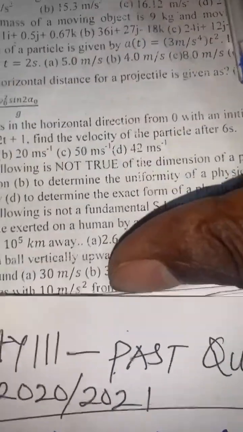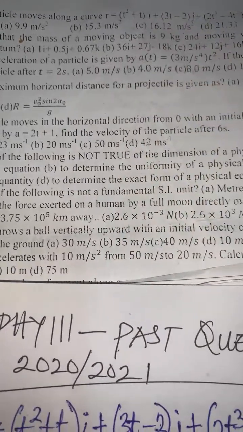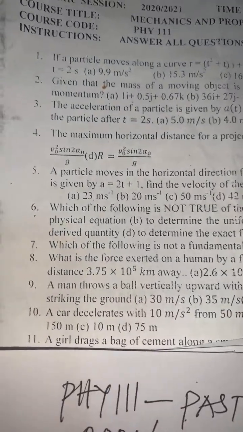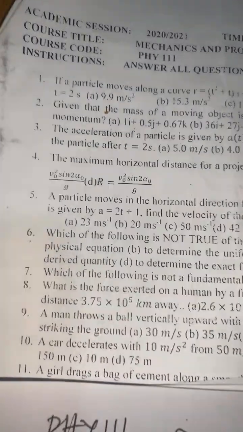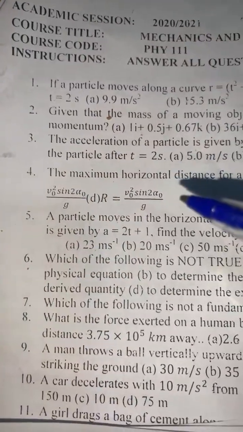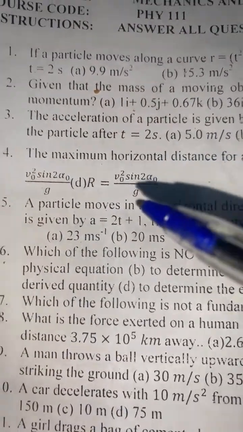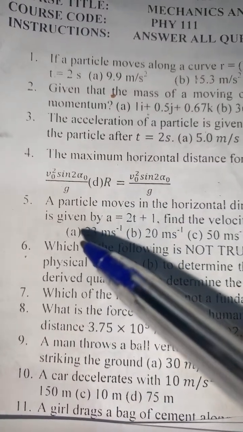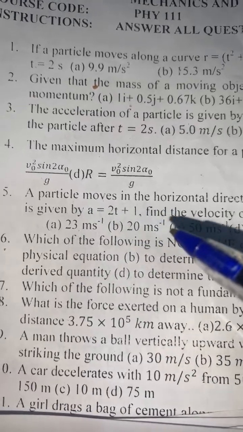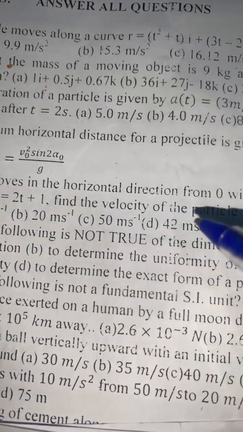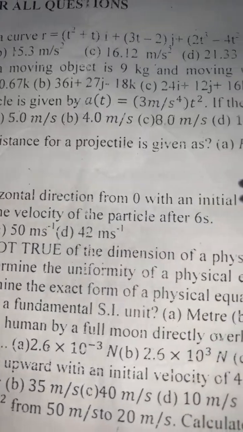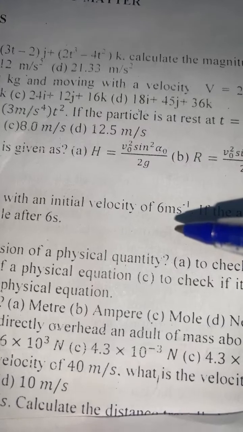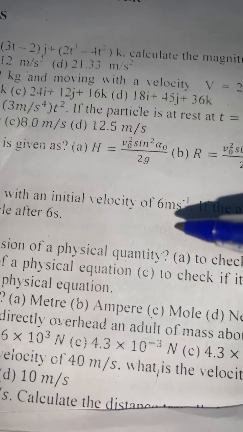Let's keep moving forward. We're having the next question to be number 5. Okay, let's take down the question. Can someone solve number 5 quickly? Let me see how, because this number 5 looks like what we just finished solving. Here says a particle moves in the horizontal direction from 0 with an initial velocity of, please take note of it, with an initial velocity.